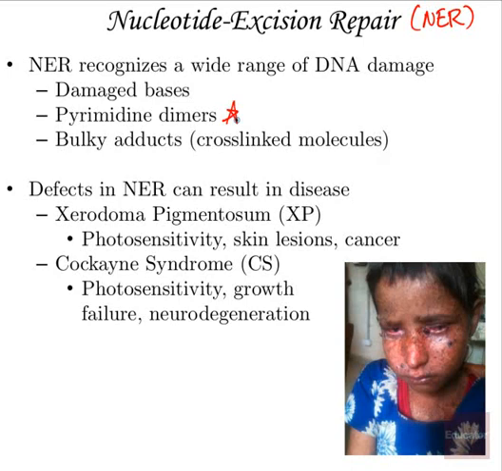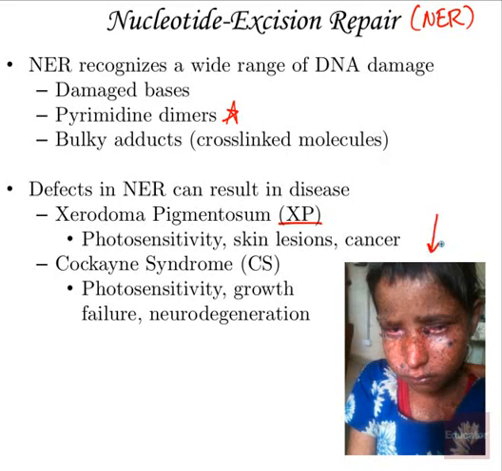Now, defects in NER can result in disease. A couple of diseases to mention is XP, xeroderma pigmentosum, and that often presents with photosensitivity. So you're very sensitive to light. It can lead to skin lesions and cancer. And down here is a patient with XP.